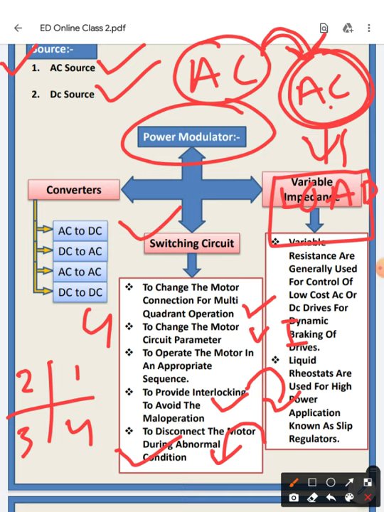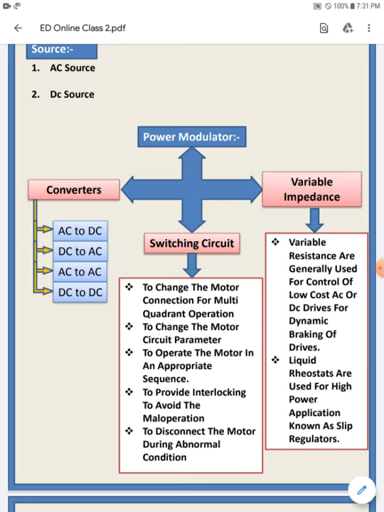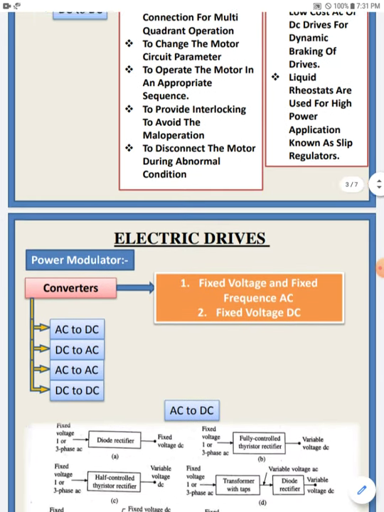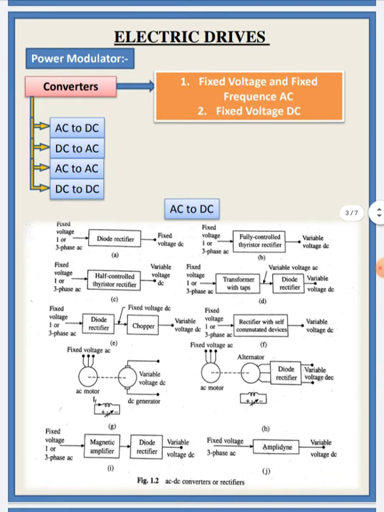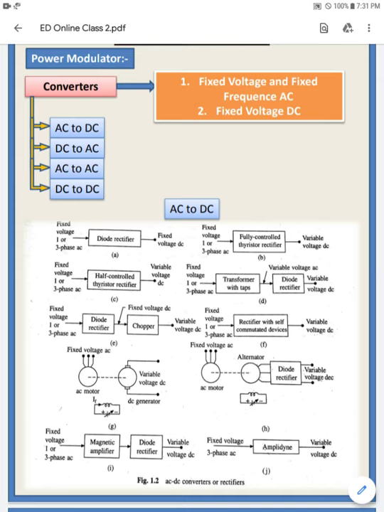So for that only, the power modulators will be connected to the AC source or DC source to get well regulated AC voltage or DC voltage, right? So next one. So let us consider the first part of your power converter, right?